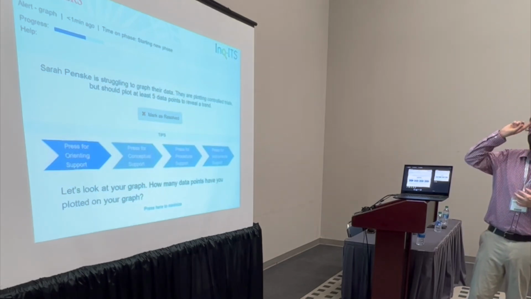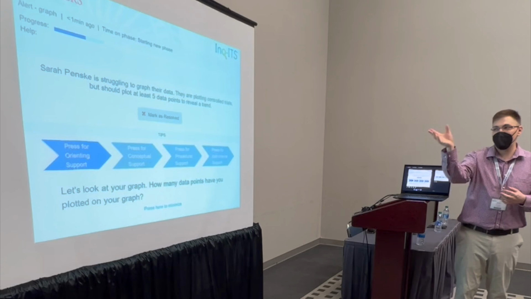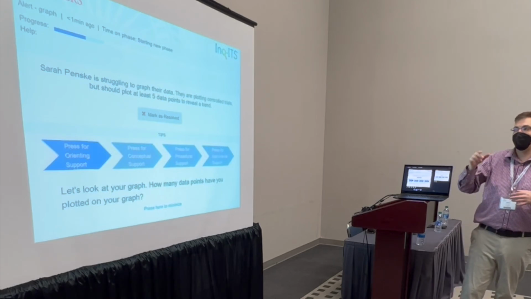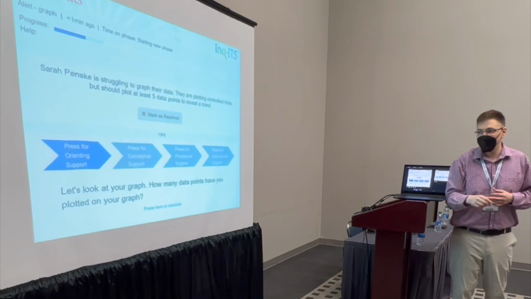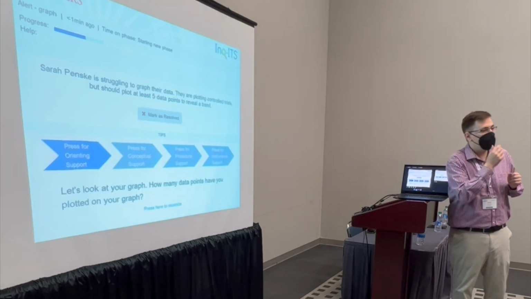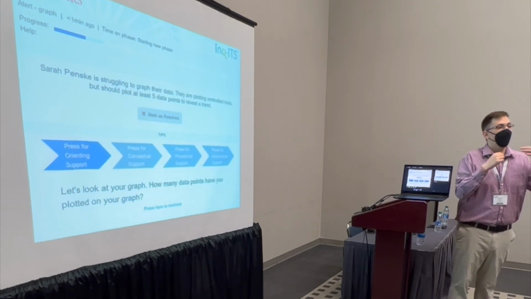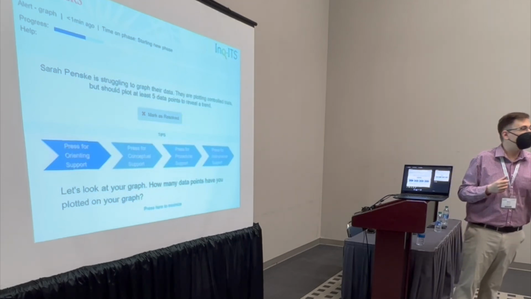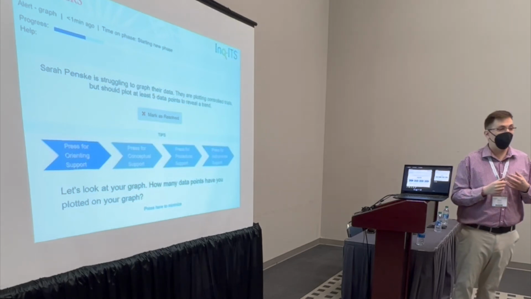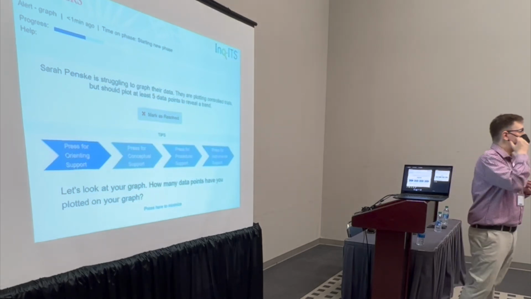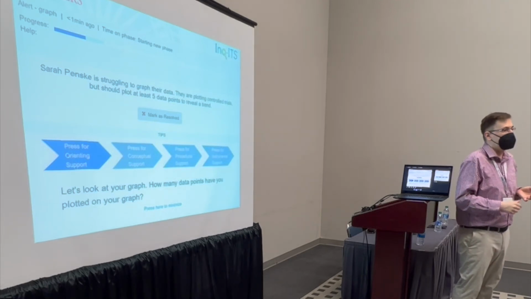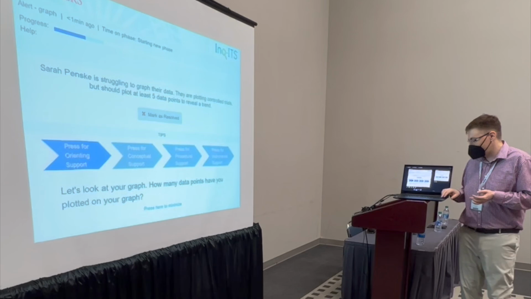Just to elucidate this a little bit, imagine the same example from before, that Sarah is struggling to graph their data because they haven't plotted 5 data points. The different kinds of things you might say: you give an orienting support, maybe the student is really high performing and just needs a quick reminder. Well, let's look at the graph. How many data points have you plotted on your graph? It might clue them in to say, okay, that's enough. Or maybe not. Oh, I really need more data because I can't see a trend in the data.